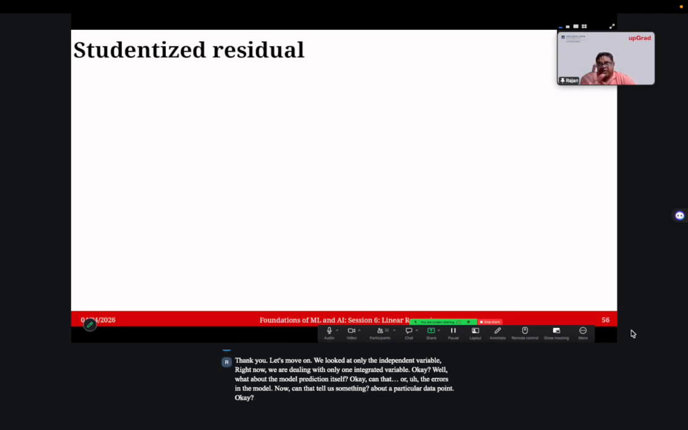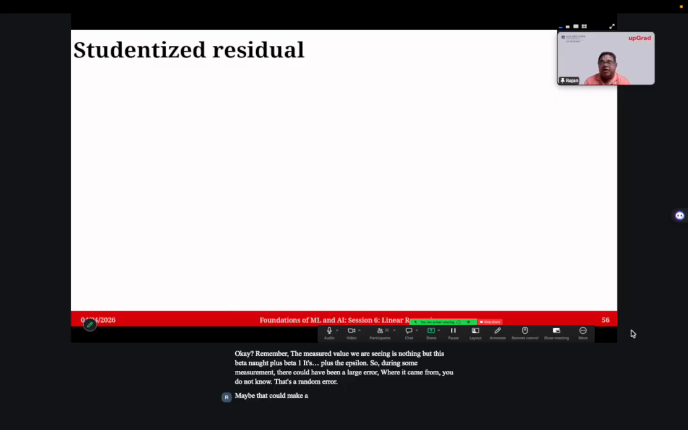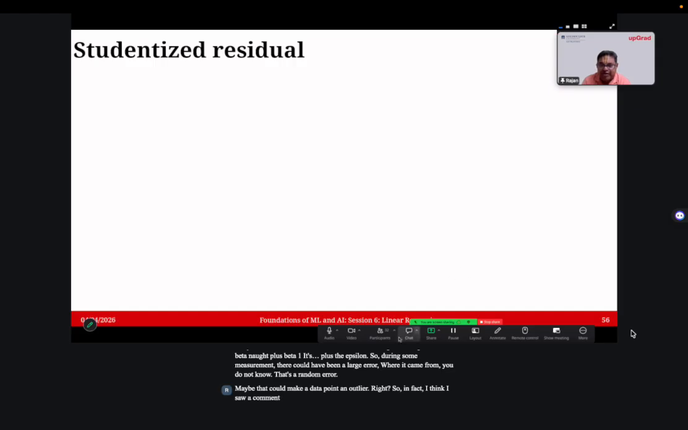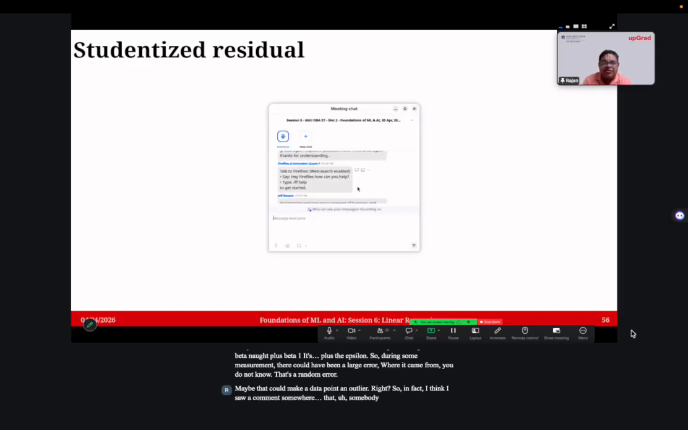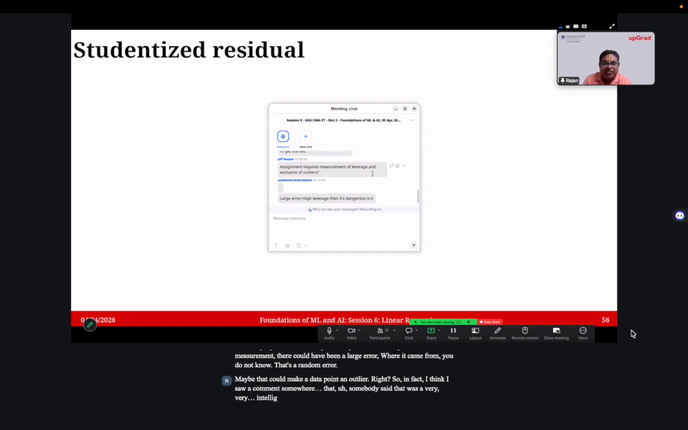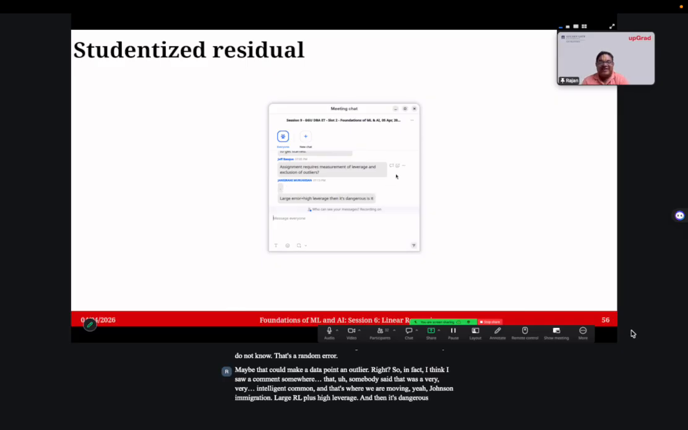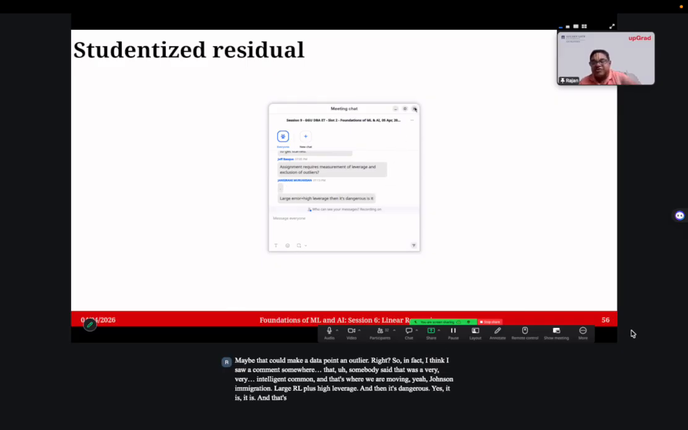Remember, the measured value is nothing but beta naught plus beta 1 x plus epsilon. So during some measurement, there could have been a large error. Where it came from, we do not know. That's a random error. Maybe that could make a data point an outlier, right? I saw a very intelligent comment somewhere, and that's where we are moving. Yes, John Sirani Murugesan, large error plus high leverage, and then it's dangerous. Yes, it is. And that's what Cook's distance talks about.